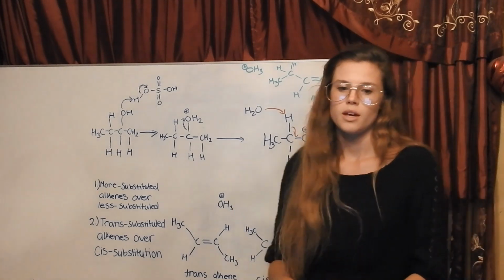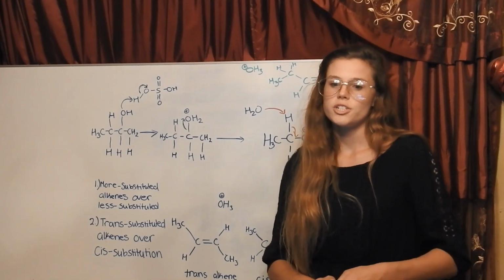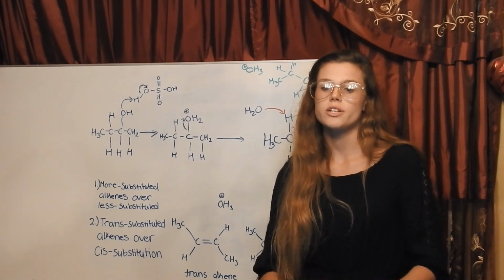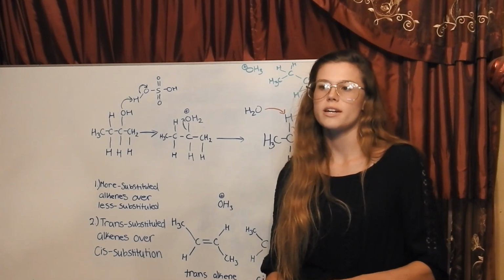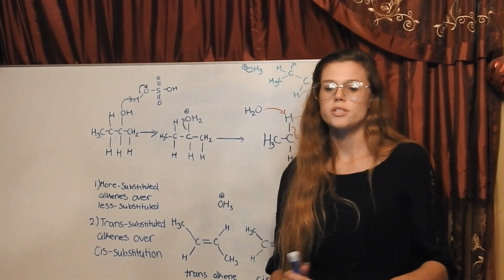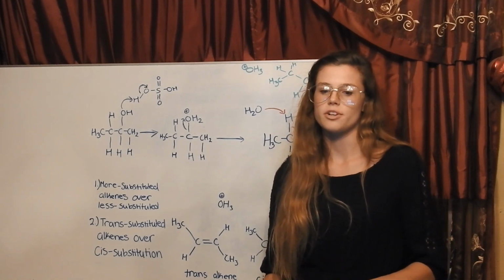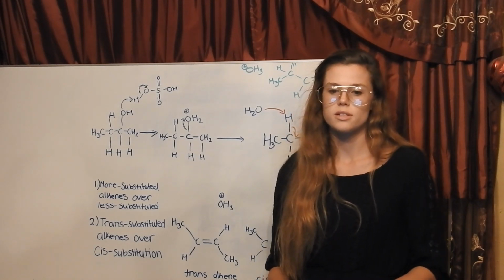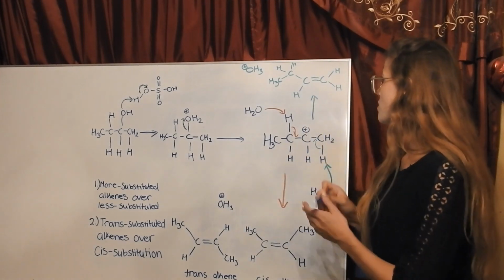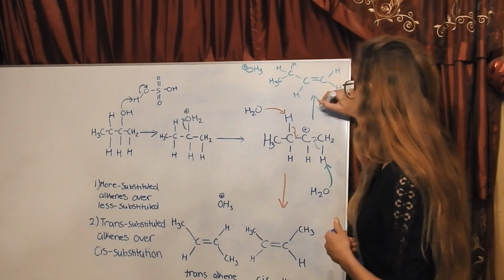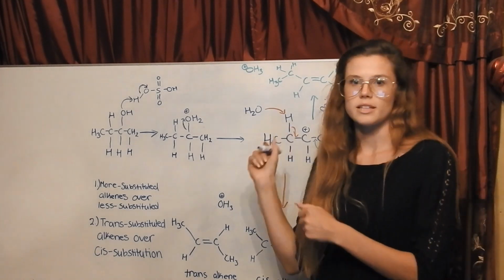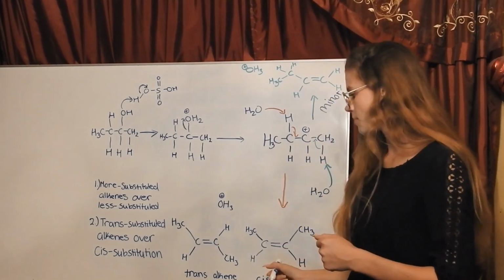Now, for a reaction that can produce more than one alkene product, generally the thermodynamically most stable alkene is favored. So the more substituted alkenes are favored over the less substituted ones. And these are more substituted than this one. So this one is a minor product because it's less substituted than these.